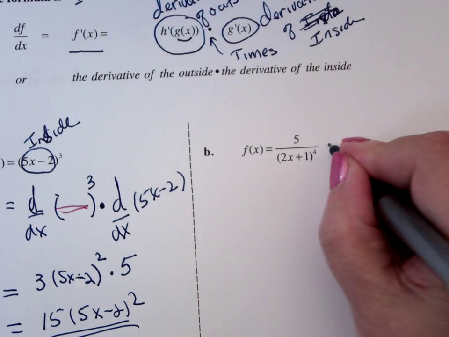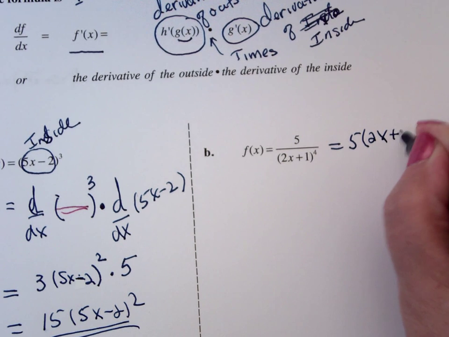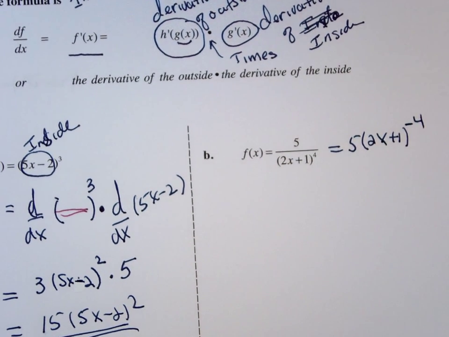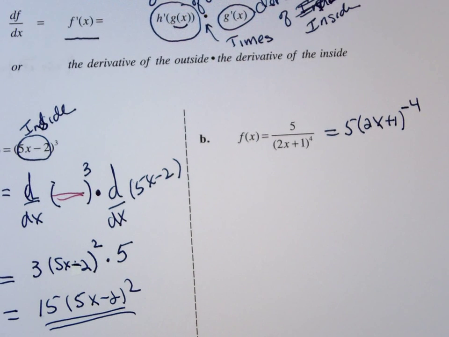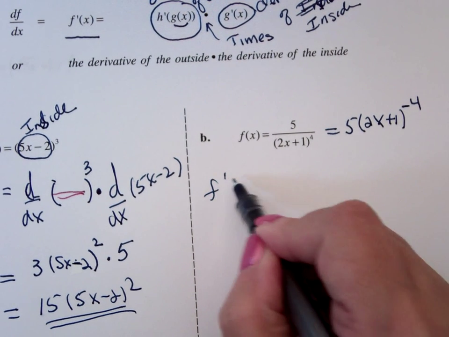Now I rewrite this guy as 5 times 2x plus 1 to what power? And that's so I don't have to use quotient rule on him. I could use quotient rule, but I don't have to. If that's a constant on top, I can just rewrite it that way. So what would f prime be?